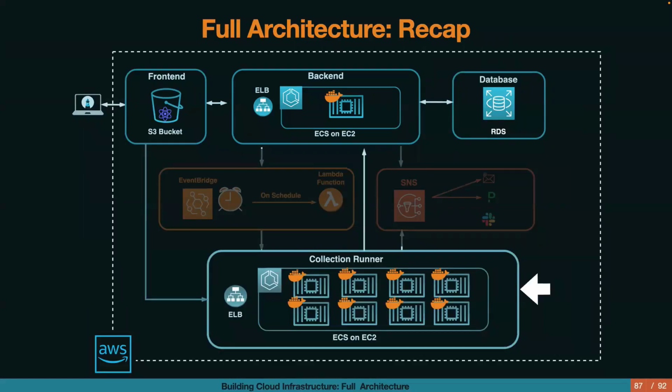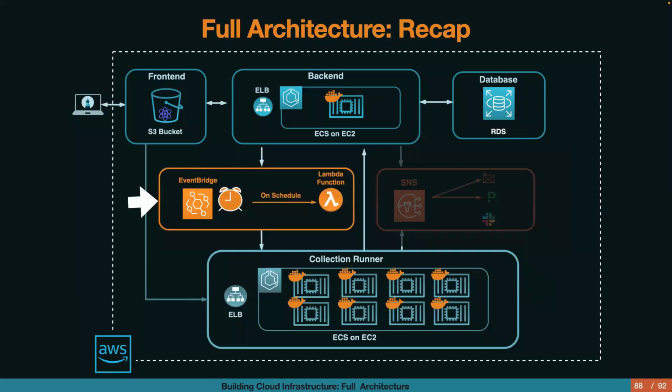The collection runner, which you can see at the bottom of the diagram, is hosted on Docker containers running on EC2 instances and managed by ECS. Frontend communicates with the collection runner to execute tests on demand. Collection runner communicates with the backend to fetch the collection data.